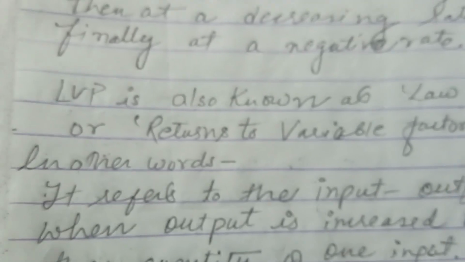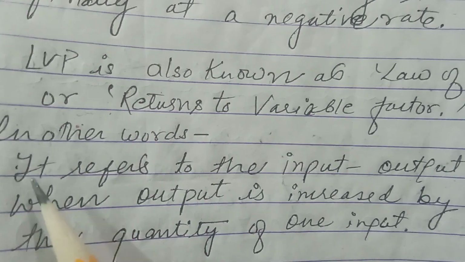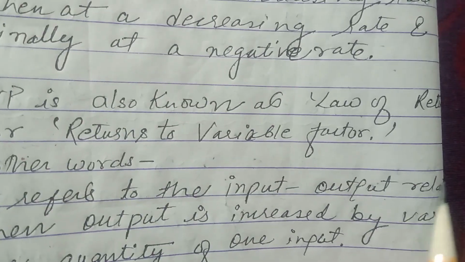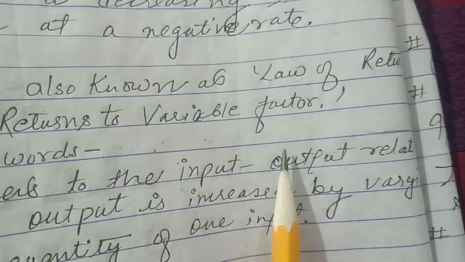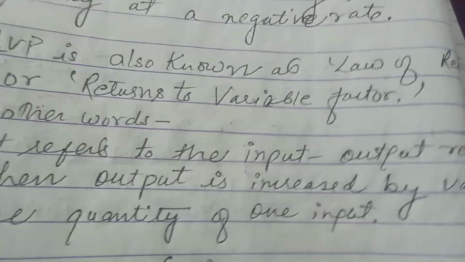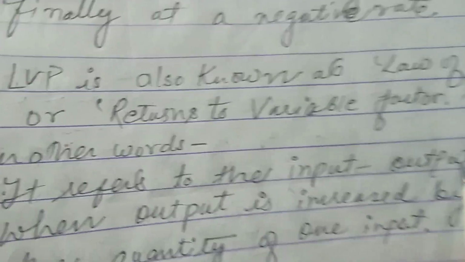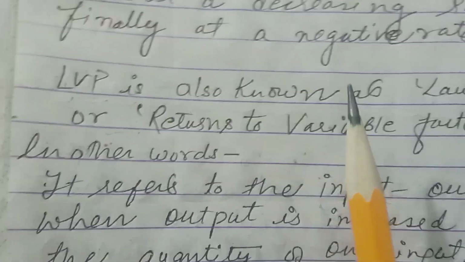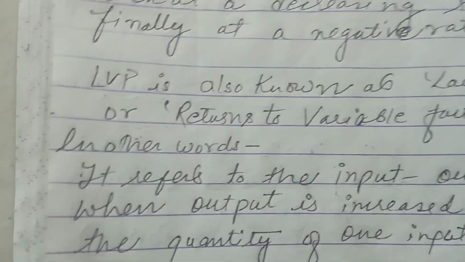In other words, if we try to understand this theory, it refers to the input and output relation when output is increased by varying the quantity of one input. So students, in short, it refers to the input and output relationship. Let me explain this whole concept.